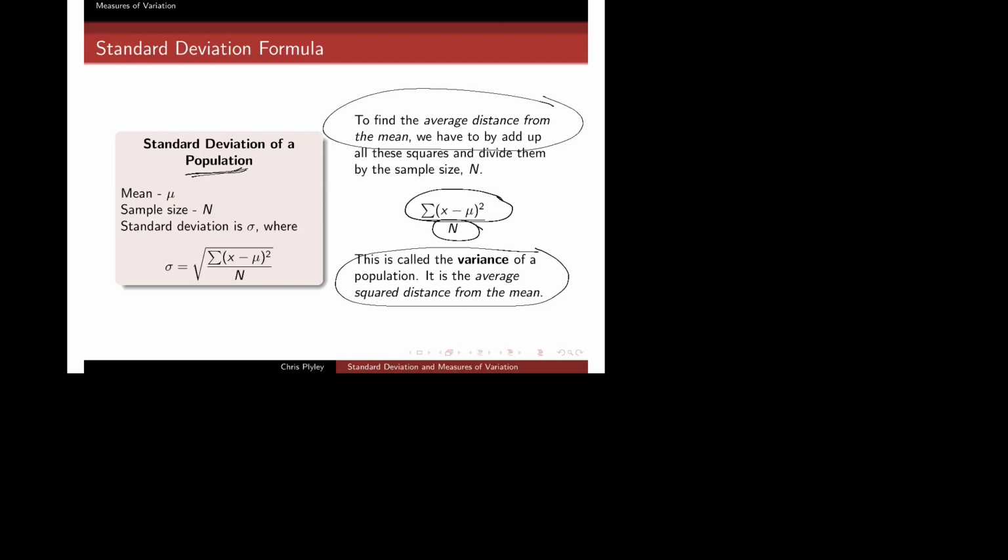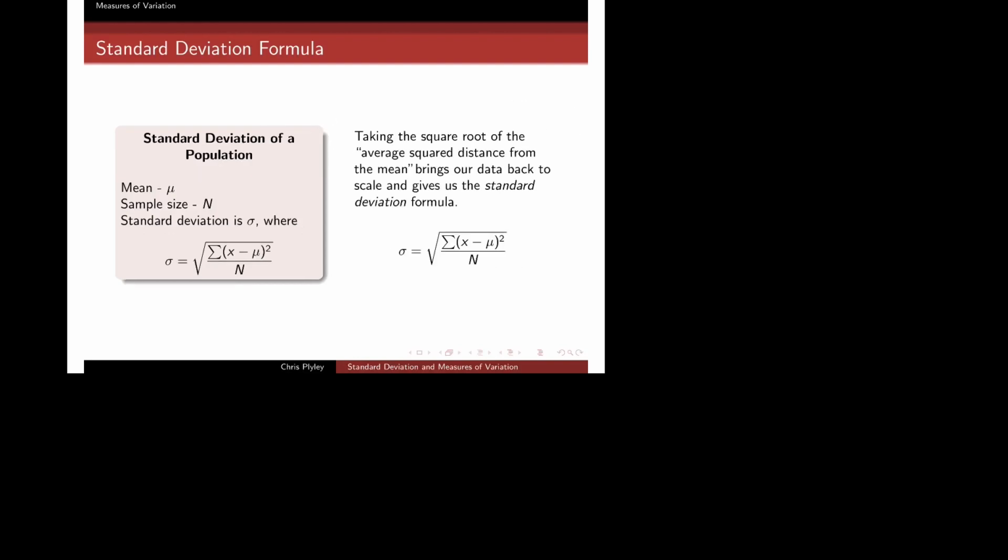So this value, the variance, which is the sum of (x minus mu) squared all over N, in order to bring it back into the right scale and the right units in particular, what I do is I just go ahead and take the square root of it. And this is what standard deviation is. And that's where the formula comes from.